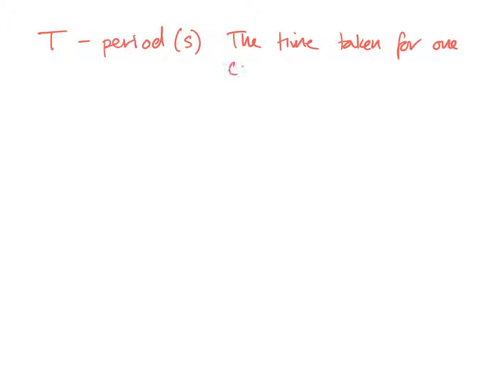Okay, and it's called the period of a wave, and it's given the symbol capital T as opposed to a small t, which we use for a general time. And the period is the time taken for one complete wave.